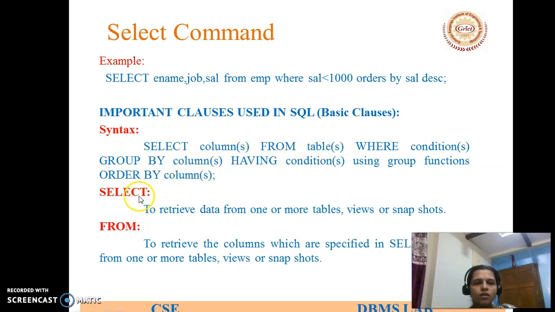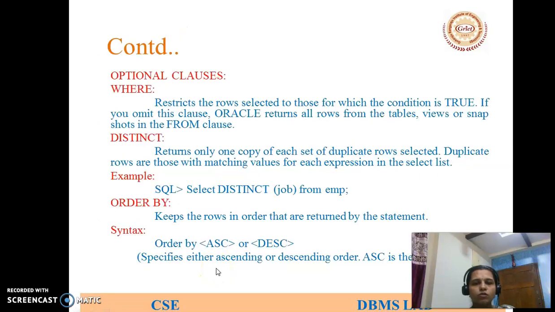Select clause. What is the select clause? The select clause is used to retrieve the data from one or more tables, views or snapshots. The from clause is used to retrieve the columns which are specified in the select clause from one or more tables, views or snapshots. Optional clauses: select and from clauses are important, those are mandatory clauses in the select statement, whereas the remaining clauses are optional. Those are where, distinct, order by clauses.